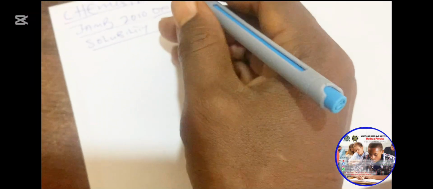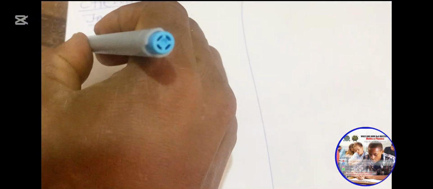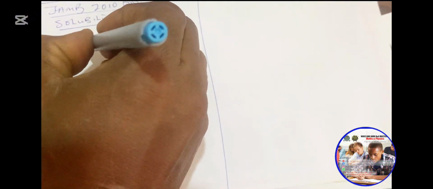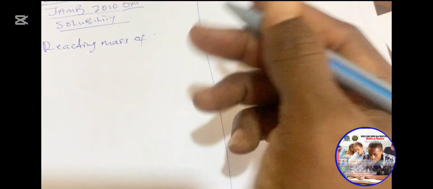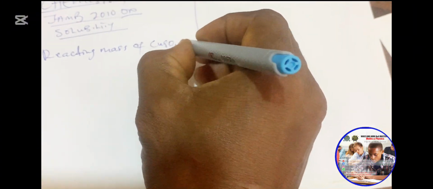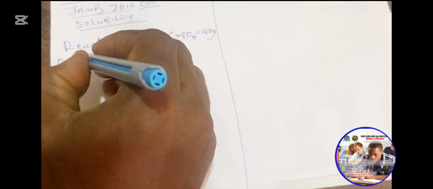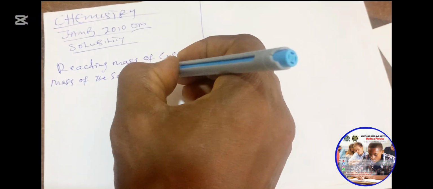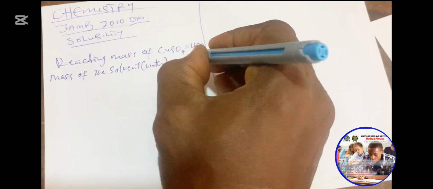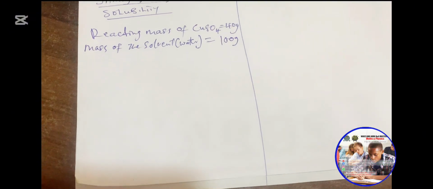All right, from the question, we are given that the reacting mass of the solute, which is copper sulfite, is 40 gram. We are also given that the mass of the solvent, in this case water, is 100 gram. That's the mass of water.